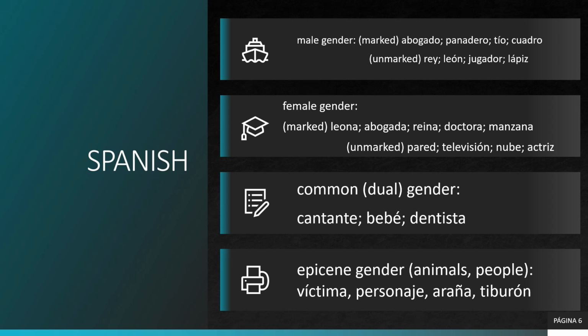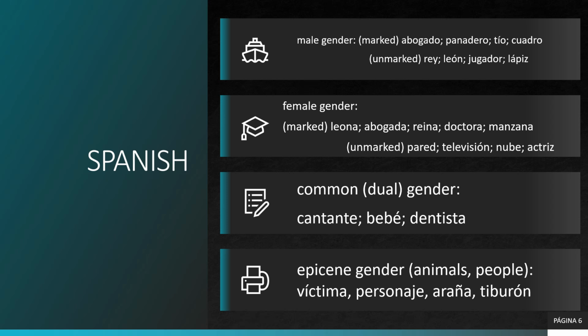And what about female gender? We also have morphologically marked gendered nouns with the suffix a, denoting female gender. The suffix a denotes female gender, the suffix o, male gender. Leona, abogada, reina, doctora, manzana. But we also have morphologically unmarked female gendered nouns: pared, televisión, nube, actriz.